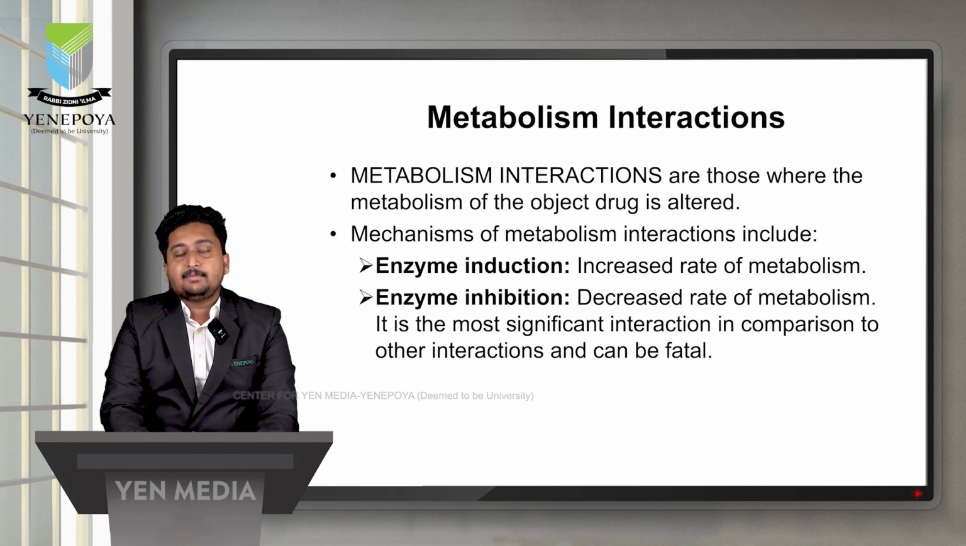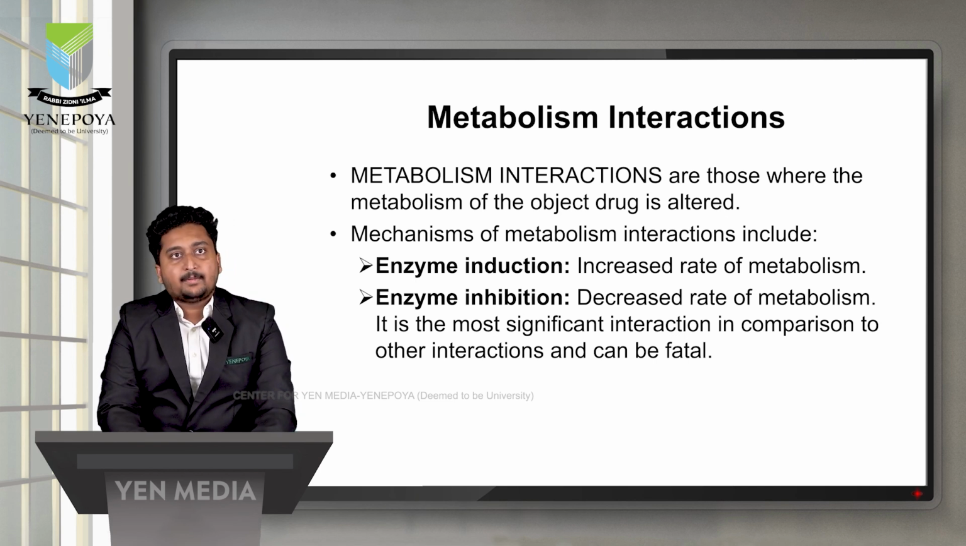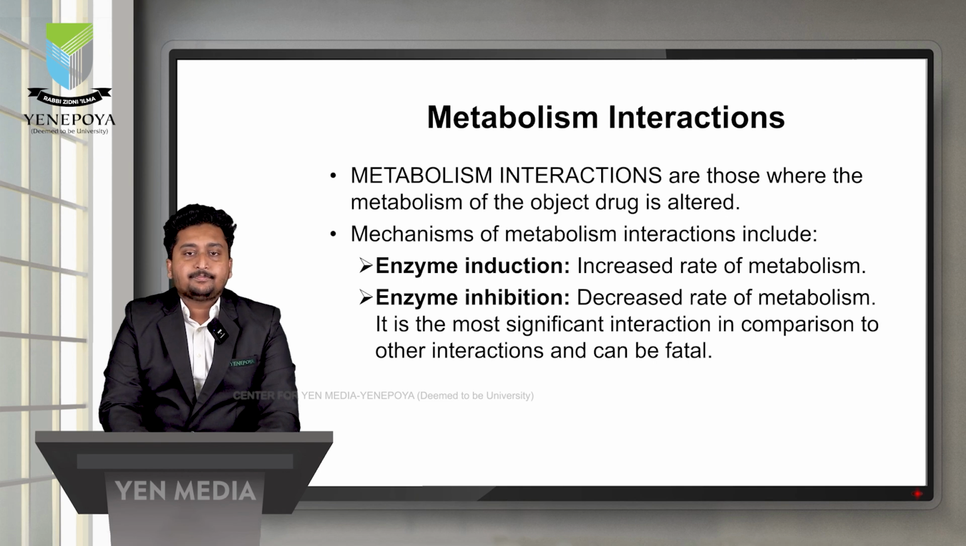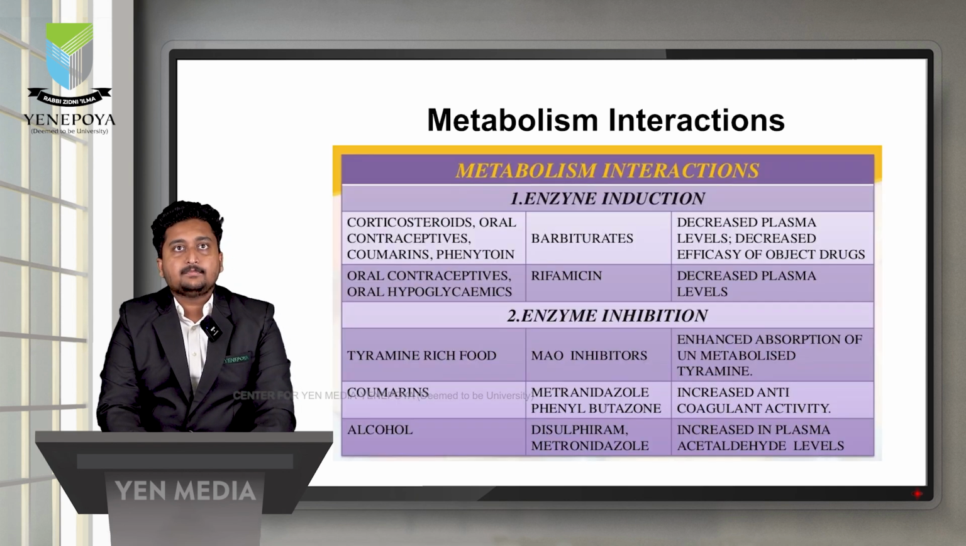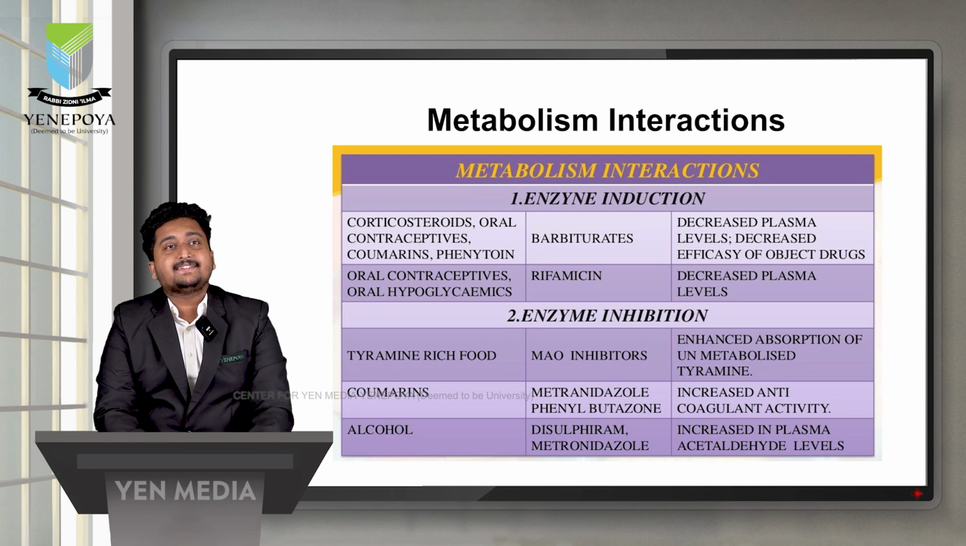Coming to enzyme inhibition, which is the opposite of the previous, there is a decreased rate of metabolism, because we know that if the action of the enzyme which is responsible for the metabolism of a drug is being reduced, naturally the metabolism rate of that particular drug will also be decreased. So it is a more significant interaction in comparison to other interactions and can be much more dangerous, and can even be fatal. So here we have certain examples.